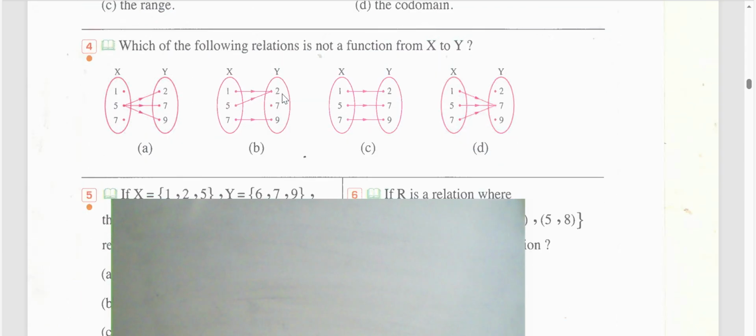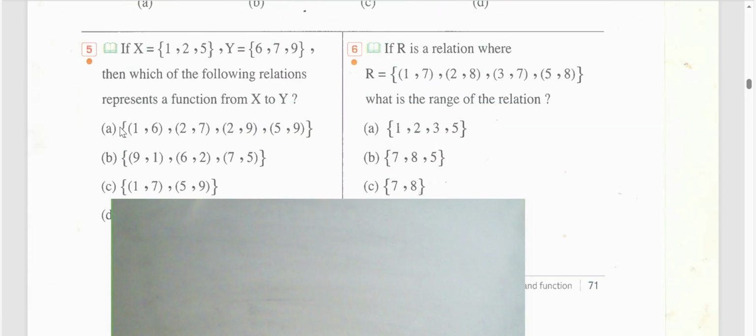Which of the following relations is not a function from x to y? We must choose letter E, because element 5 has more than one image in y, or 5 has an extra arrow going out from x to y. The image of 5 in x has more than one image in y.